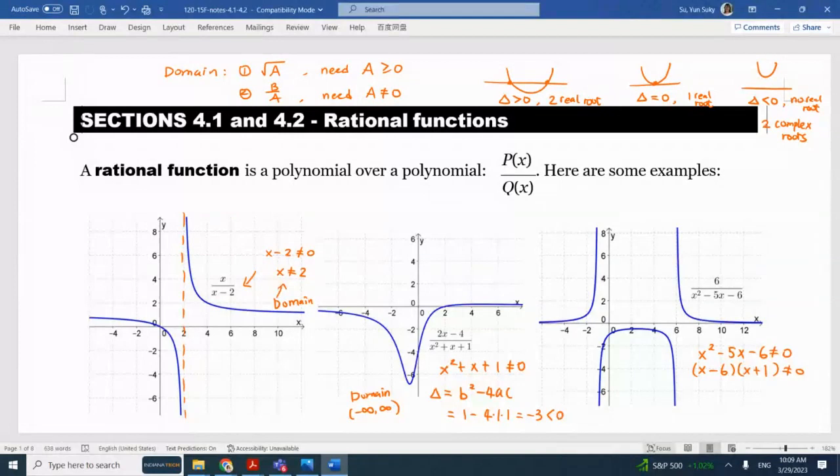If this is positive 6, then you will have negative 2 and negative 3. Is that okay, everybody? If this is positive 6, you have negative 2 and negative 3. But because this is negative 6, it's negative 6 and positive 1. Okay, everybody? So it's not equal to 0.